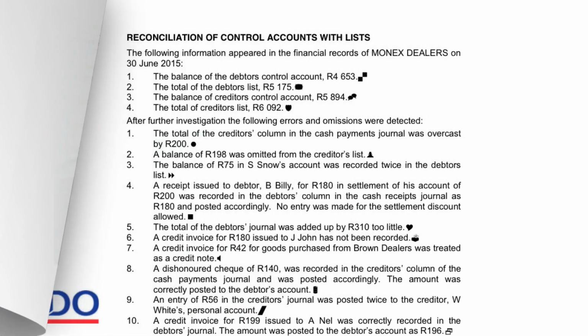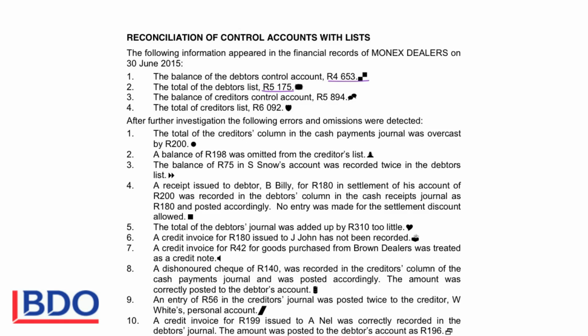Good morning. We will pay attention to the reconciliation of the control accounts with the list. So we will take into account what is the balance in the debtors control account at the end of the month, 4653. What is the total of the debtors list, 4175.